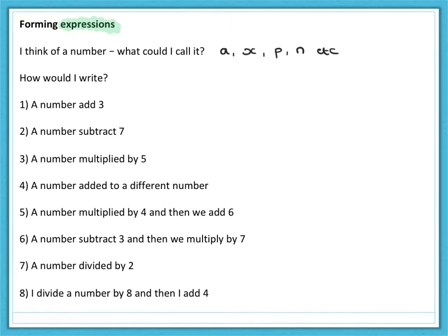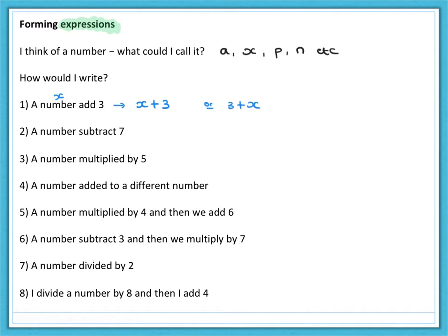So number 1, I think of my number. I'm going to call my number x, and I'm going to add 3 to it. That creates the expression x add 3. Now, if I wanted to, I could write 3 plus x. That might be a little bit less obvious, but it is actually the same thing in this example.